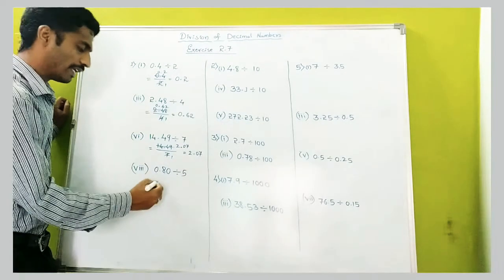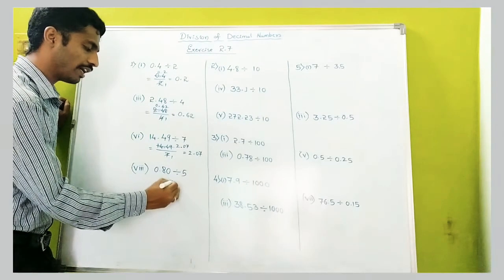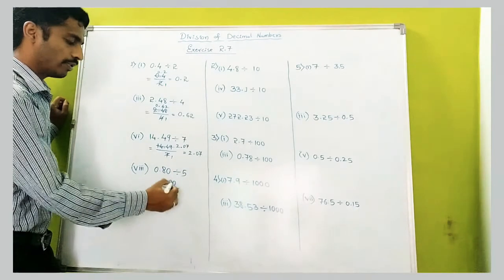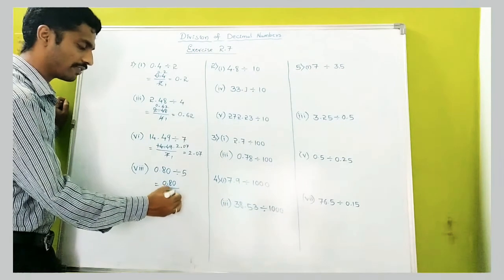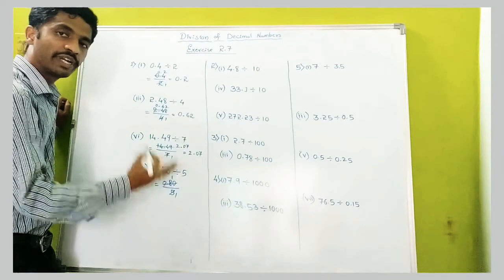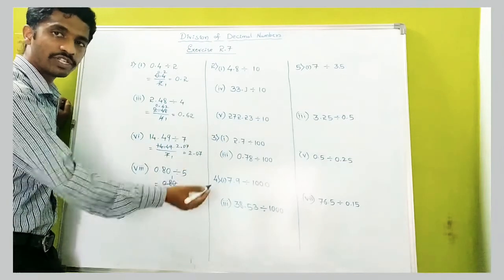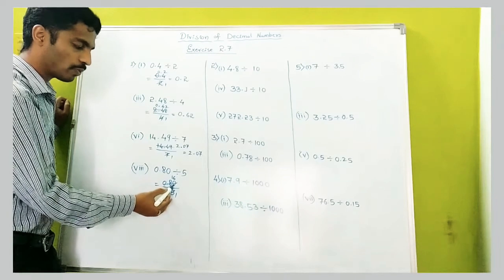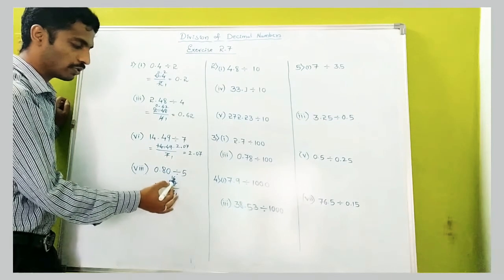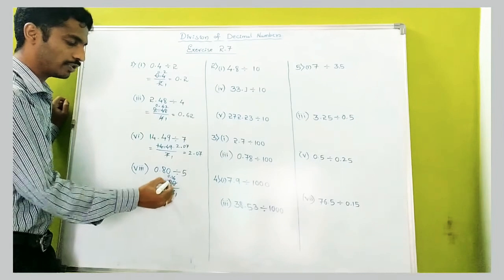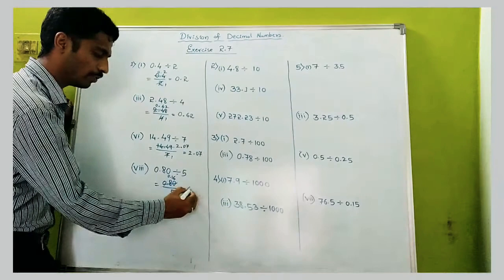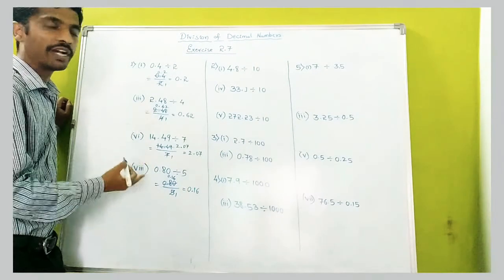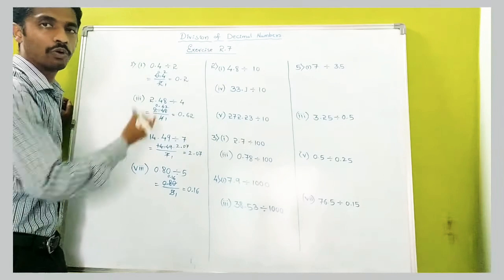Okay, so next, 0.80 divided by 5. Now ignore the point. First you divide it. 5 ones are 5, remaining 3, so that becomes 30 because 0 is there. 5 sixes are 30. So after how many numbers? 1, 2. After 2 numbers put the point. So it will be 0.16. So our answer will be 0.16. So like this you have to divide the decimal numbers by the whole numbers.